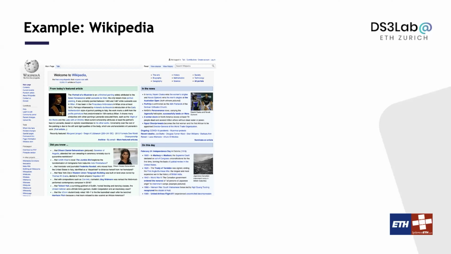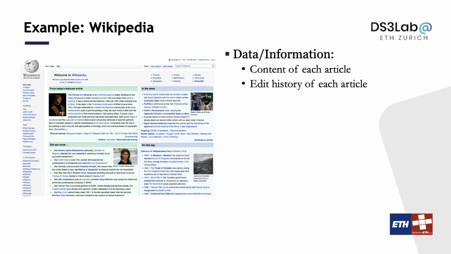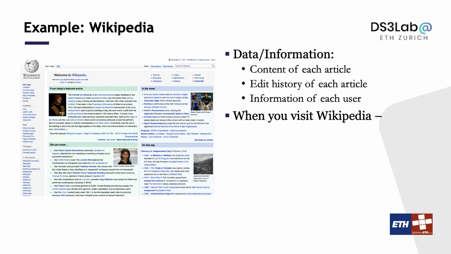So databases are really everywhere. Let me just give you two examples. Here's Wikipedia, which everyone knows about. If you think about how Wikipedia works, under the cover there is a huge amount of data and information, and all of that is our knowledge about this universe. Specifically, all that knowledge is organized as, for example, the content of each article, the edit history of each article, and information about each contributor or user. All of this information is stored in a database system.